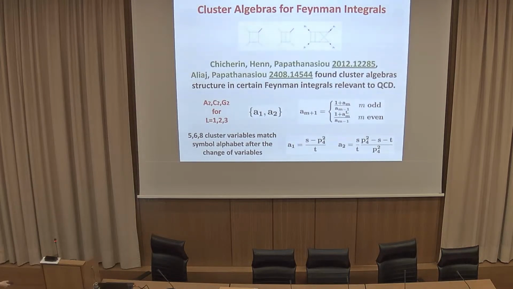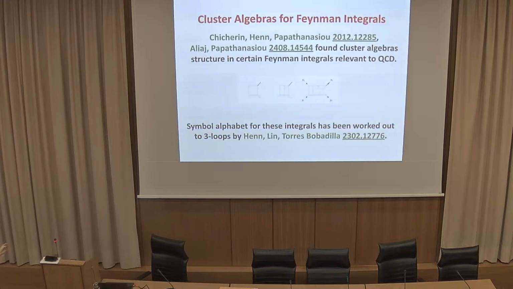What they found is this: I showed you A2 and what the variables are. It turns out, remarkably, that if you do this for 2 and 3 loops, the algebras are C2 and G2, and these are the corresponding variables. On one hand, you take the mathematics: these are well-defined algebras, and you get the alphabet. Then you do a very clever change of variables, by these 2 gentlemen here, and that remarkably matches the alphabet that Henn et al. computed by very hard calculations. So it's a very non-trivial result.